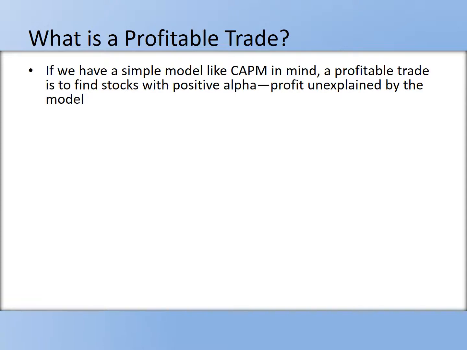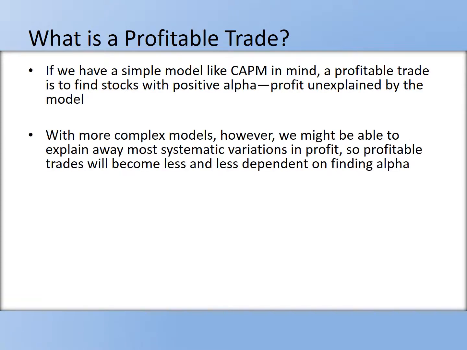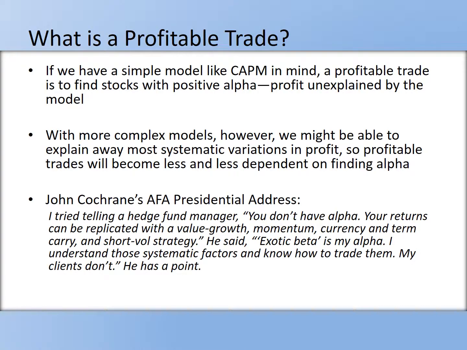So if we have a simple model like CAPM in mind, a profitable trade is to find stocks that have positive alpha, profit unexplained by the model. With a more complex model, we might be able to explain away more of the systematic variation in profit. So profitable trade would become less and less dependent on finding alpha.